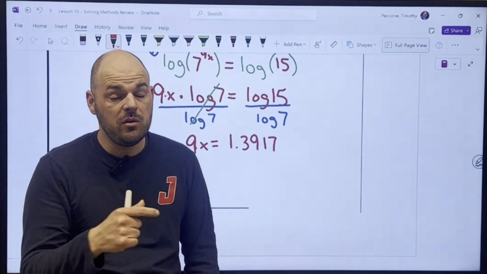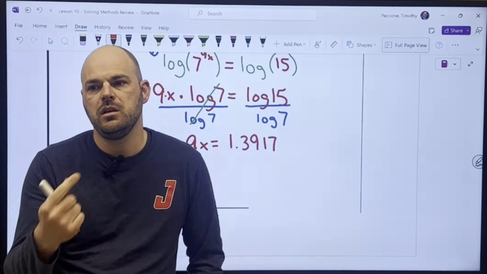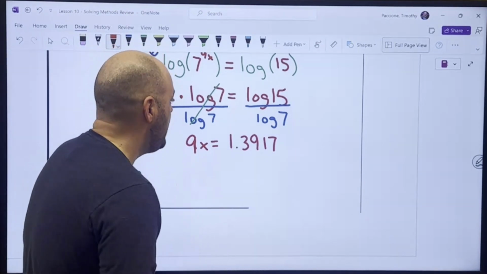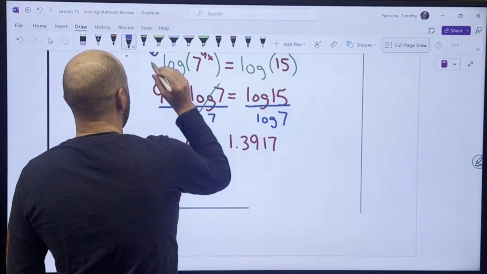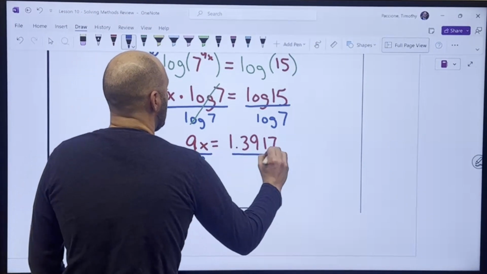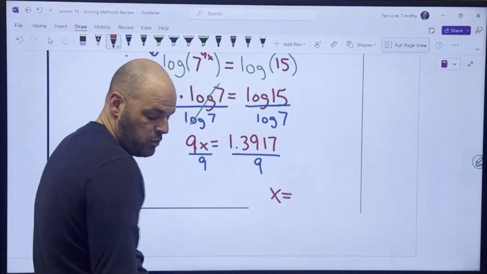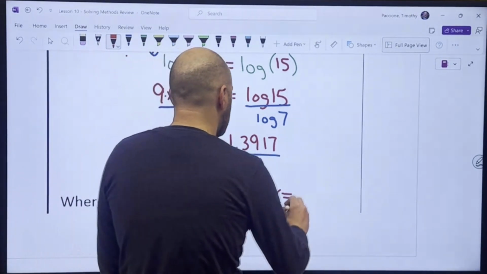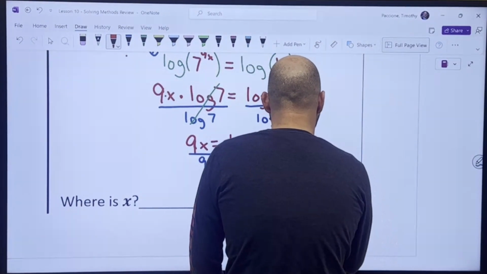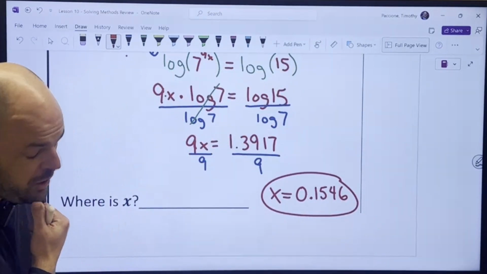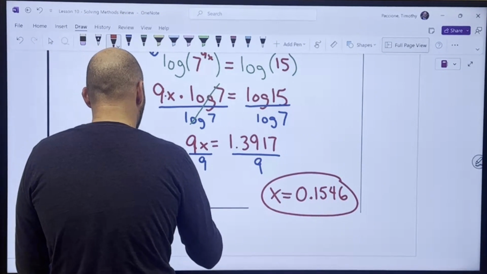And I'm just going to say in the middle of a problem, you probably want to go out a lot. Just don't round too much in the middle. Otherwise, you won't get the right answer at the end. Okay? At the end, just pay attention to what the question asks you to round to. All right, 9x, get rid of that 9 by dividing both sides. And I get x equals 1.3917 divided by 9 is 0.1546. Okay? So, again, where was the x? Why did we do all that? The x was in the exponent.